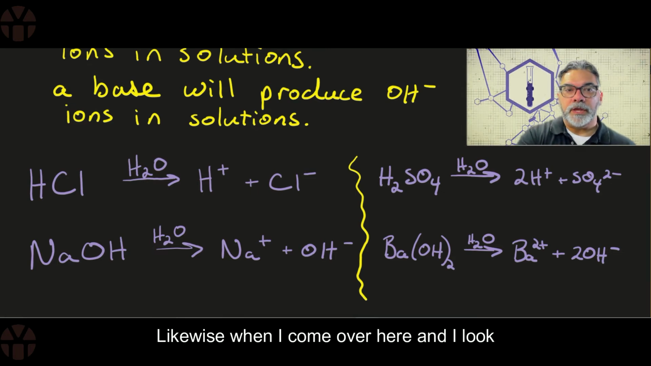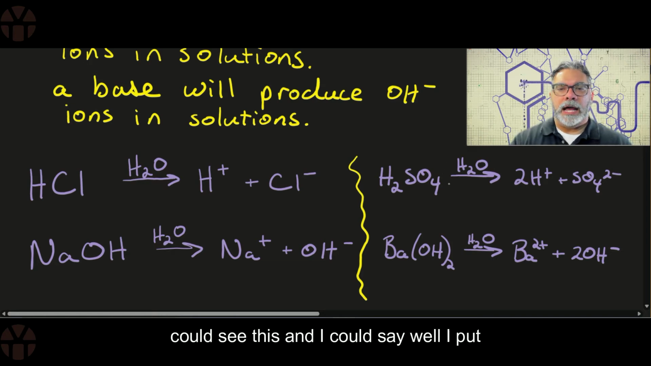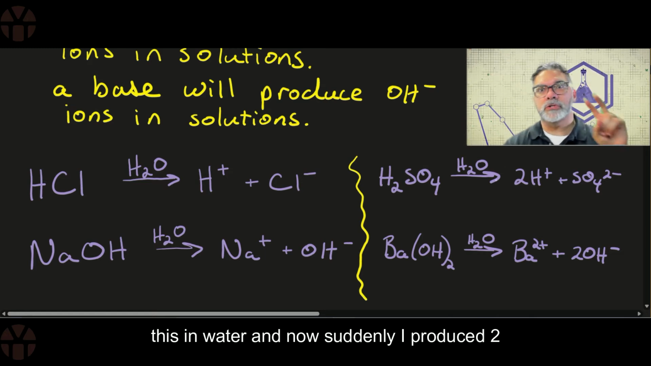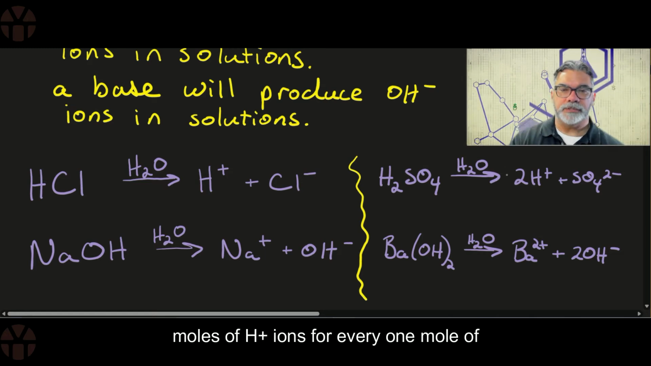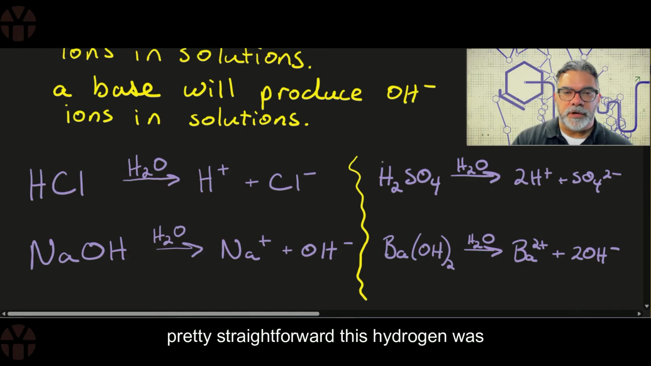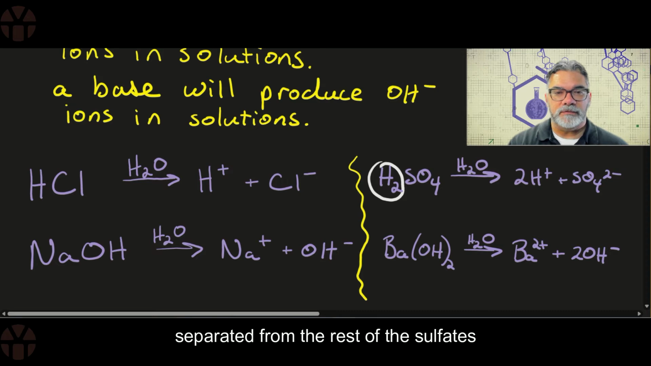Likewise, when I look at my sulfuric acid, H2SO4, I could say, well, I put this in water and now I've produced 2 moles of H+ ions for every 1 mole of sulfate. But again, where did it come from? Pretty straightforward. This hydrogen was separated from the rest of the sulfate.